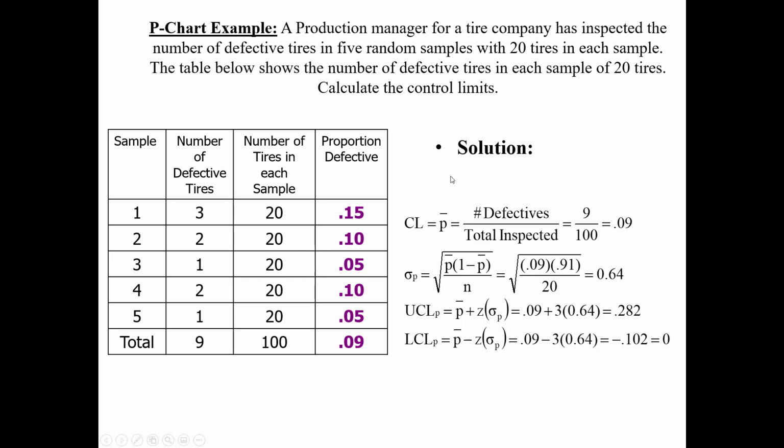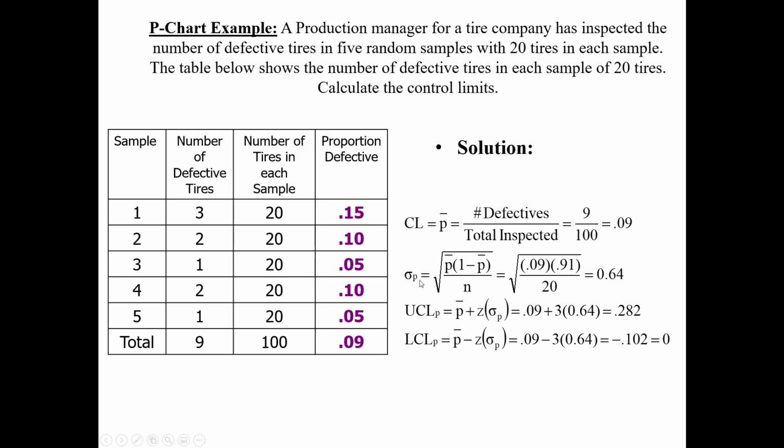Now we want to construct a P chart. We need a central line, the P bar. How do we calculate it? How many defective tires do we have? In the first sample 3 defective, in the second 2, in the third 1, in the fourth 2, and in the fifth 1. So the total number of defective tires among 100 tires is 9. Dividing 9 by 100, just as we calculated the individual proportions, the overall proportion is 0.09. So your central line will be 0.09.